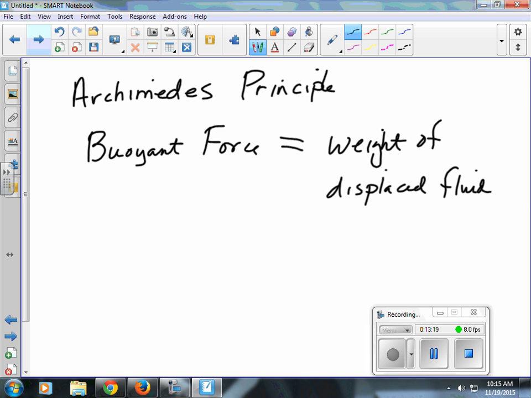What is weight again? Gravity pulling on it, right? However much that water weighs, that's how much force is pushing up on you. So what is buoyant force dependent on? Weight.